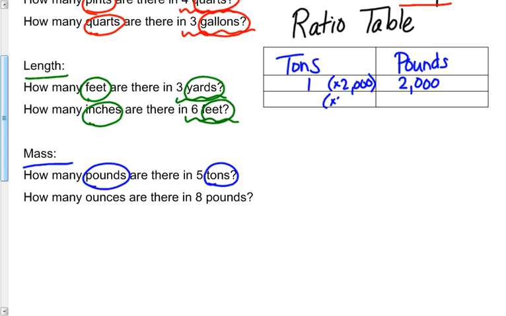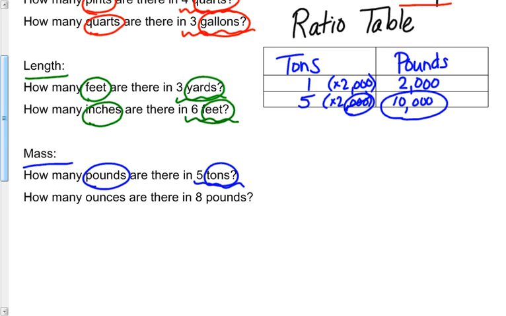I'm going to write that again because I know the pattern is going to stay the same. It's repeated reasoning, one of our mathematical practices. I'm going to reread that question to see how many tons I need. How many pounds are there in 5 tons? So I'm going to put down 5, and then I'm going to think, 5 times 2,000. Well, I know 5 times 2, so I'm going to cross out those zeros just for now. I know 5 times 2 is 10. And then I'm going to find those zeros again. I have 3 of them, so I'm going to write 1, 2, 3. Now I have 10,000 pounds in 5 tons.